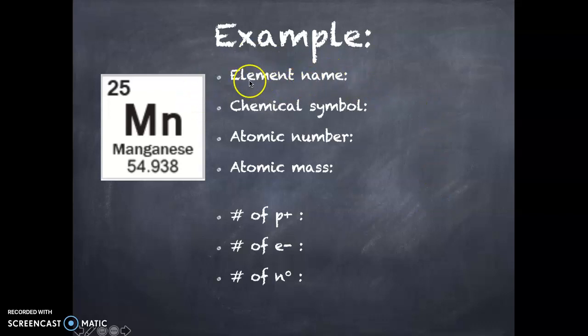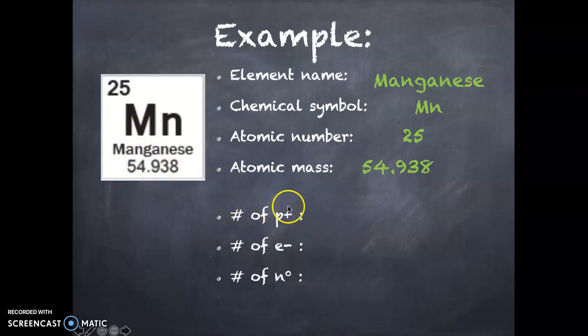Okay, so first off, the element name, we can get that right from the tile, which is manganese. The chemical symbol, again, right from the tile, which is Mn with a lowercase n. Atomic number is up in the left-hand corner, which is 25. And atomic mass is 54.938.